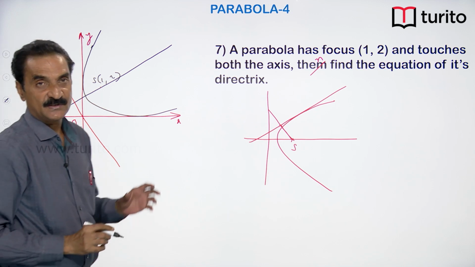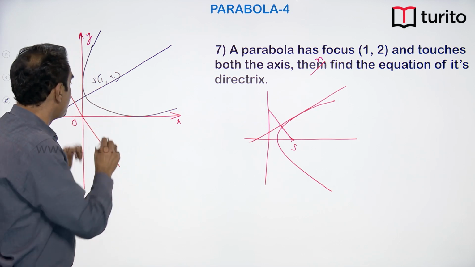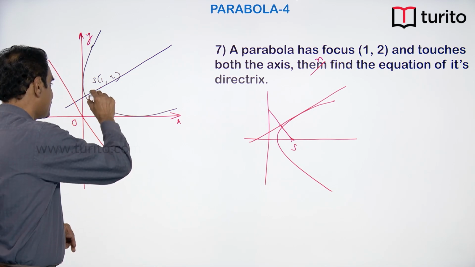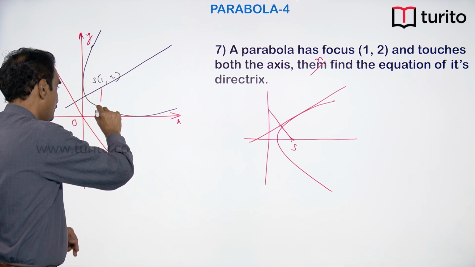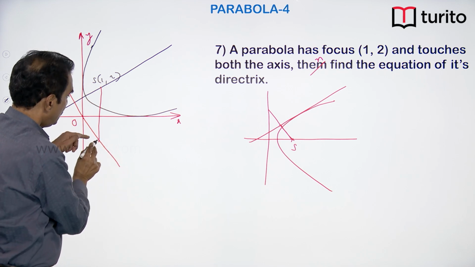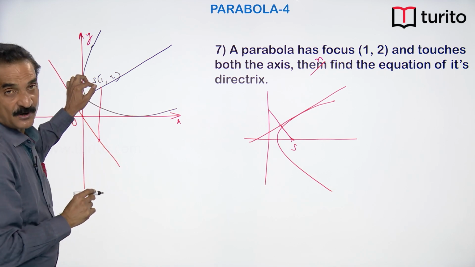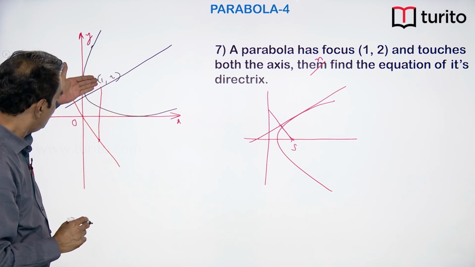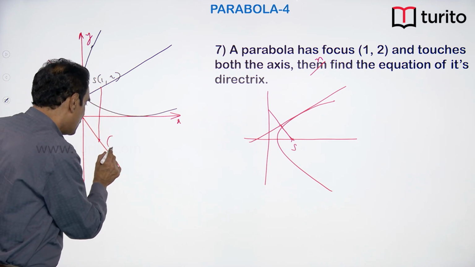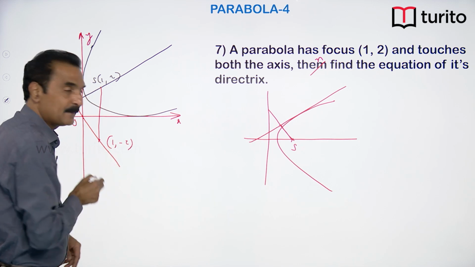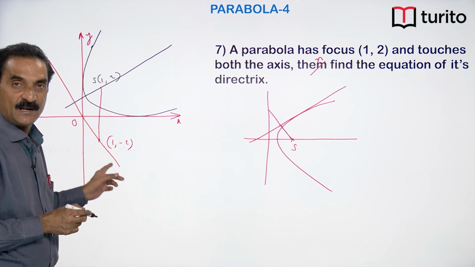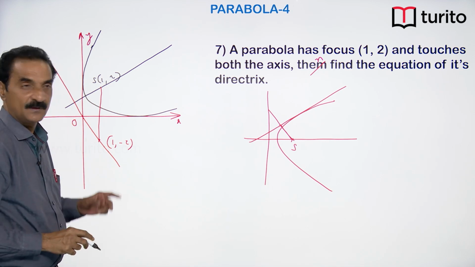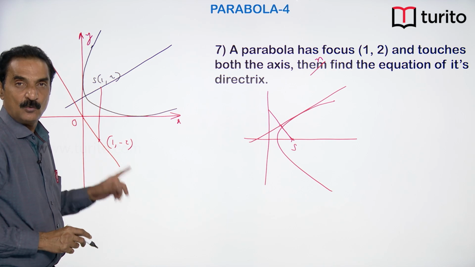this is the directrix. Now, if you take the reflection of the focus about the x axis, it should lie on the directrix. What is the reflection of the focus (1, 2) about the x axis? The x axis is a tangent. The reflection of (1, 2) will be (1, -2). Definitely it lies on the directrix. So, on the directrix we have 2 points, (0, 0) and (1, -2).